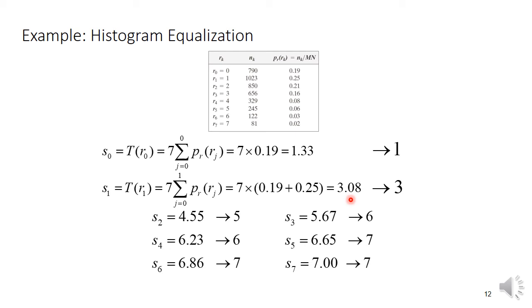And here all other values are converted. So we have new values like s2 was 4.55, which becomes 5, 6.23 is 6, 6.86 is 7, and so on. Similarly, for s7 we get 7, and that's it. 7 could be used because it's a discrete value.